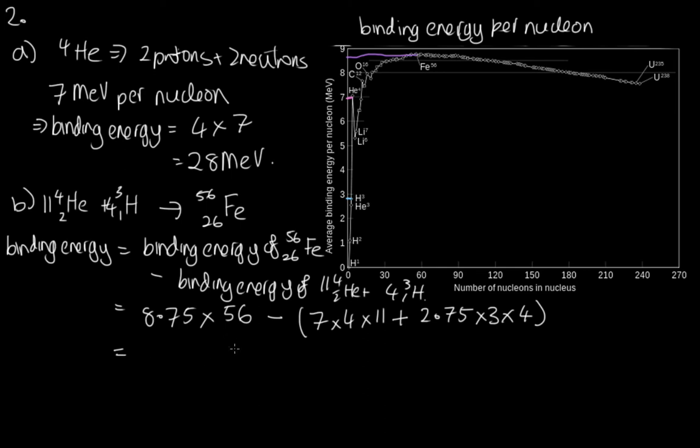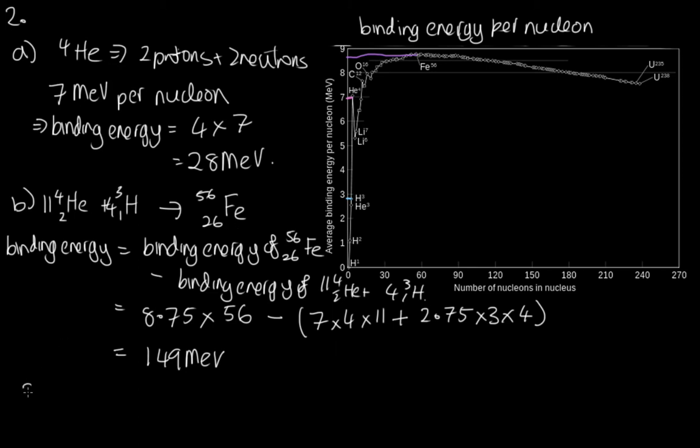So now we've got just an equation to solve on the calculator. When we type this in, we get 149 mega electron volts. So this is the amount of energy that is released when we form this iron 56 nucleus.